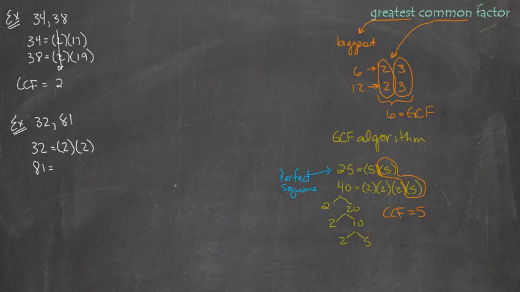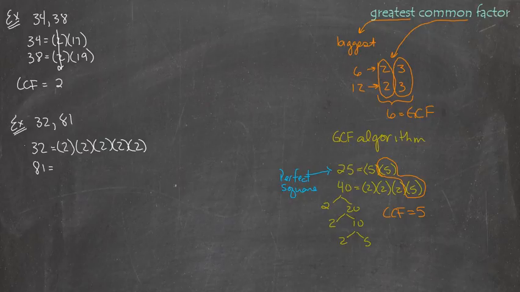Which divides by 2, leaving 8, which divides by 2, leaving 4, which divides by 2, leaving 2. And so I write the last 2 down. So 2 times 2 is 4, times 2 is 8, times 2 is 16, times 2 is 32. That's the prime factorization of 32.